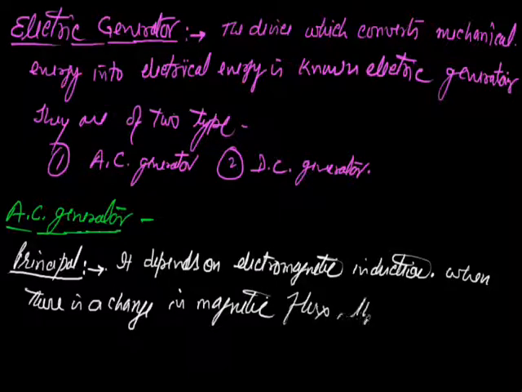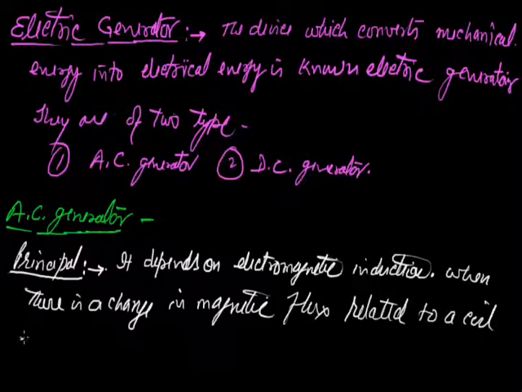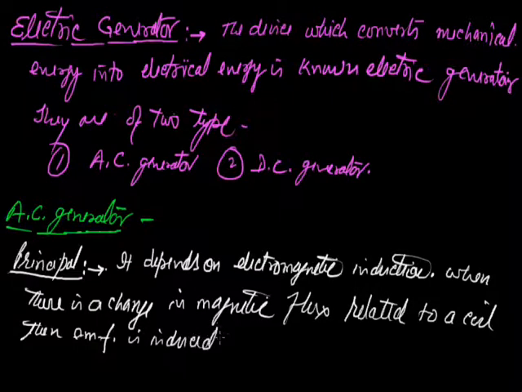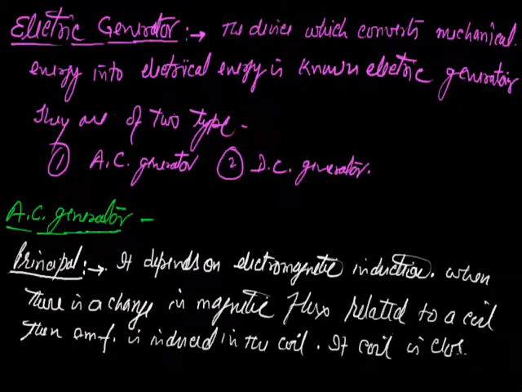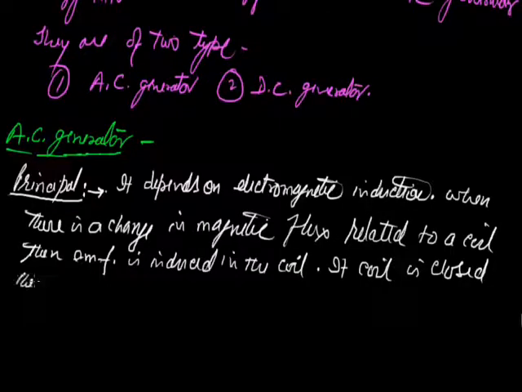When there is a change in magnetic flux related to a coil, then EMF is induced in the coil. If the coil is closed, then induced current will also flow through that coil.